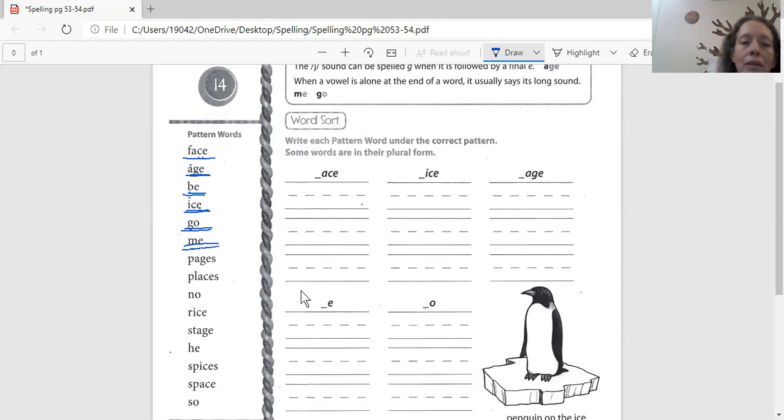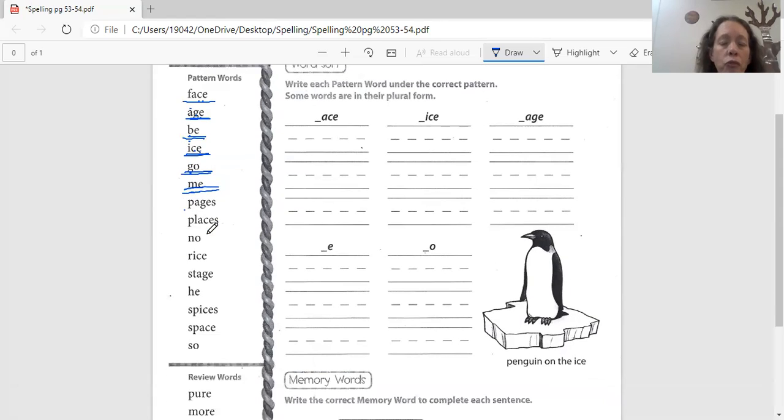M-E, me. Then we have, they look all pretty easy up in here, don't they? And then they threw us a big one. Okay, so some of them might be review words for you, some of them might be new. Either way, this is how we do it. Next word is pages. P-A-G-E-S, pages. Next word is places. P-L-A-C-E-S, places.